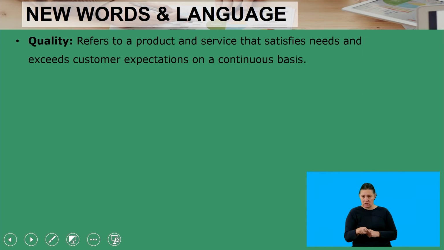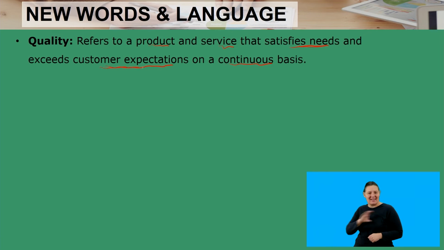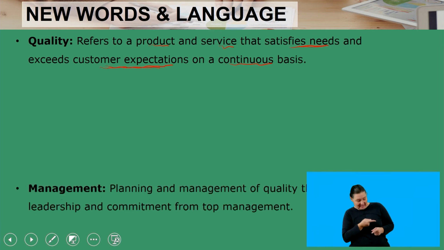Then, new words and language that we will be using for the lesson. The first terminology is the term quality. What do we mean by that? It refers to a product or services that satisfies needs and exceeds customer expectations on a continuous basis. So a quality product should be able to satisfy the need and exceed customer expectation.